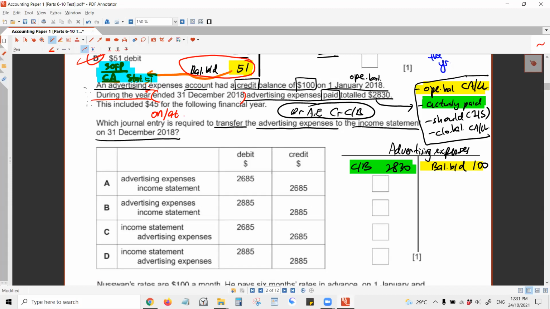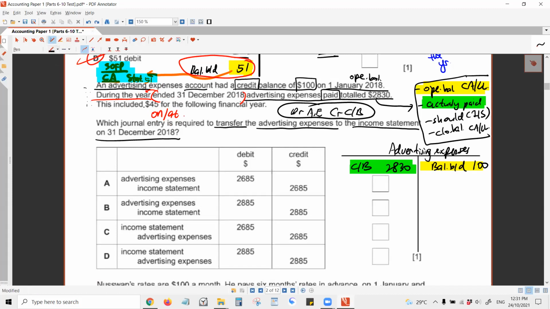Okay, so if you are looking at a closing balance, look for the word on or at. They will say on 31st December or at 31st December. Okay, so 2830 is not a closing balance. Not a closing balance, because it says during the year, throughout the year.